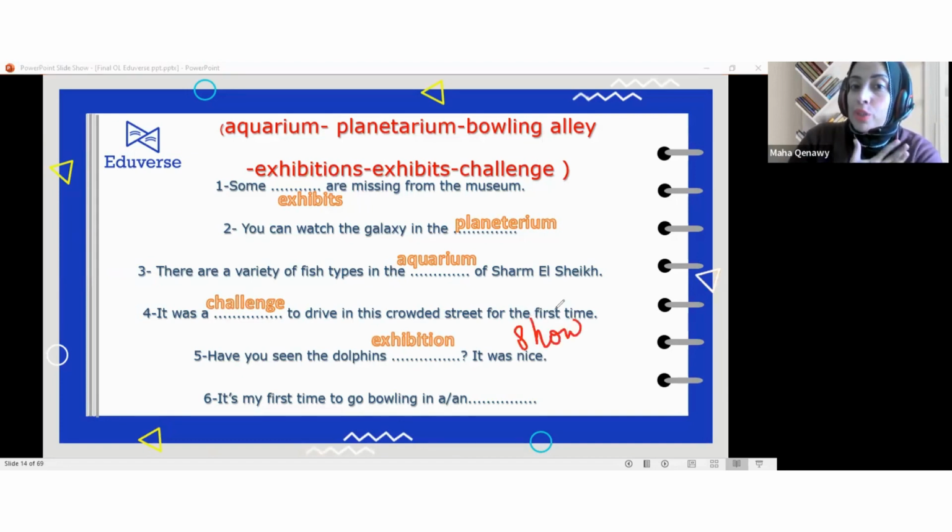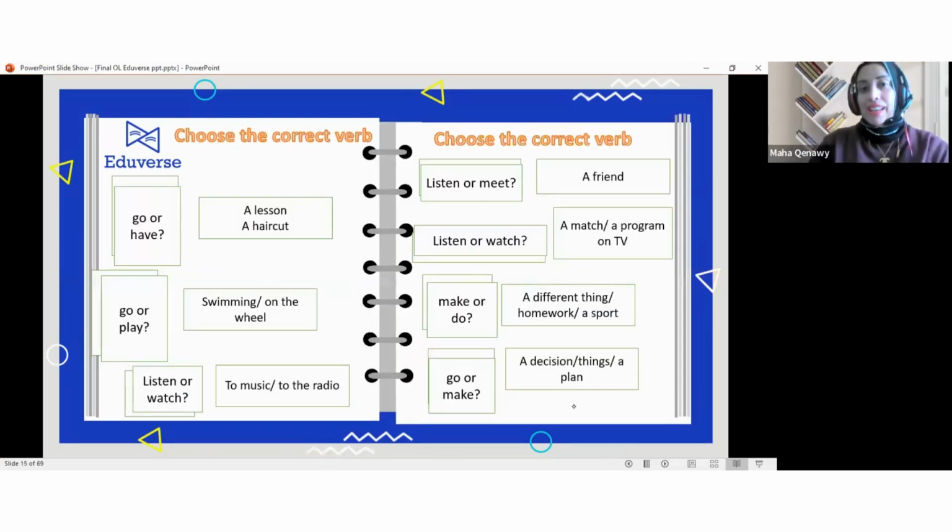It's my first time to go bowling in a bowling alley. It's a bowling alley. That's right. This is the place where you play bowling. Is it play, miss? No, go bowling. That's right. Thank you. You corrected me. Now, we sometimes call it collocations. Collocations. Which verb comes with which noun?